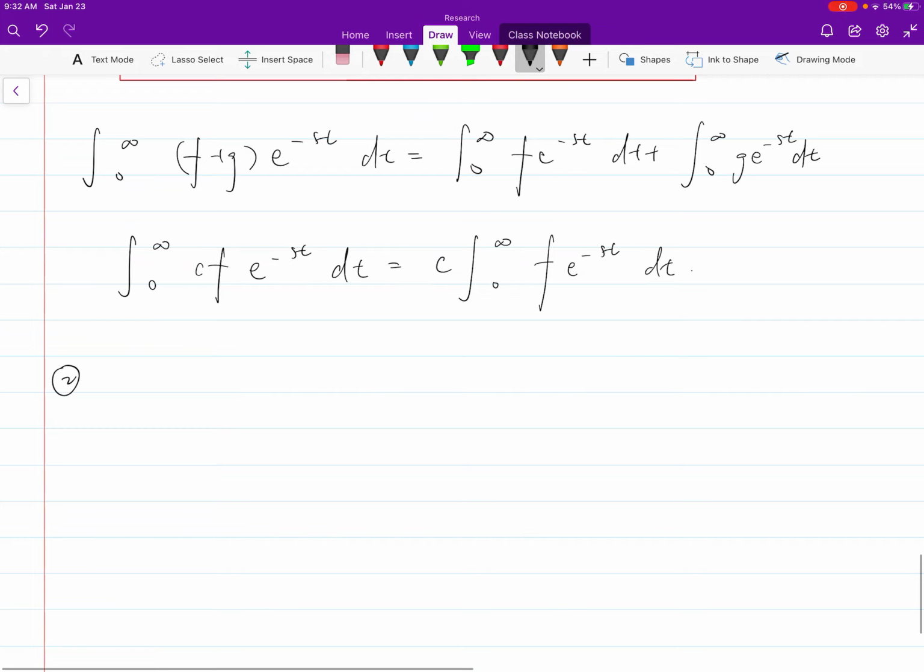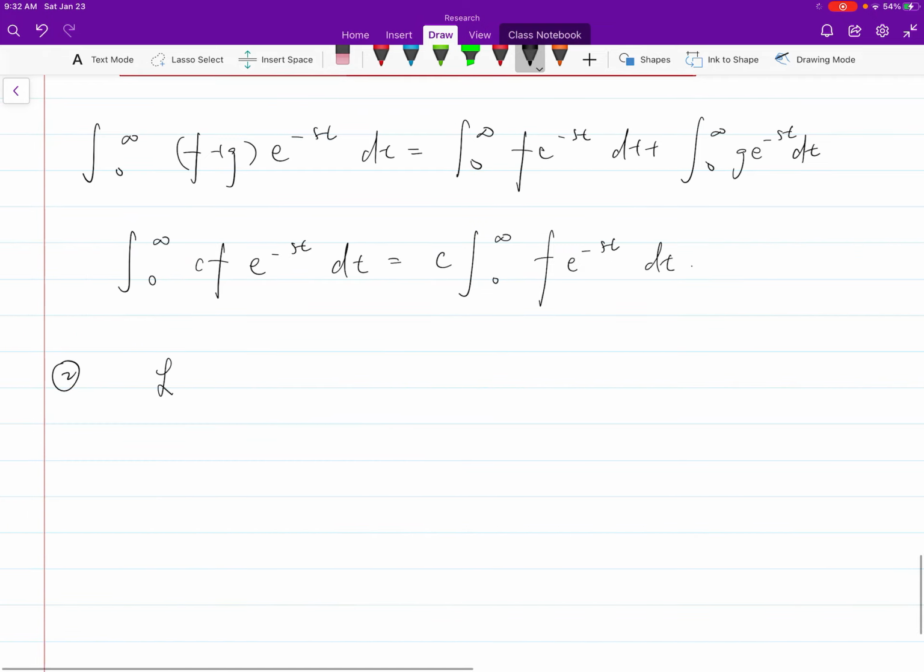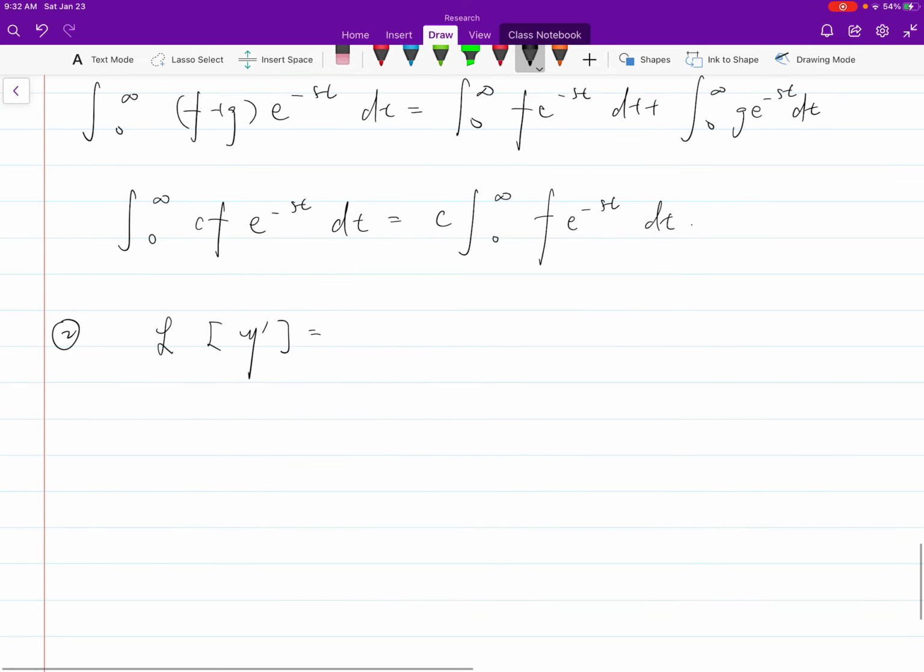All right, linear property, that is okay. The second one becomes super interesting. That is if you know the derivative of a function. Let's just use y prime, because we will have those kind of things in the differential equations, right? So if you have the derivative of y prime, what's going to happen? Well, let's do it.